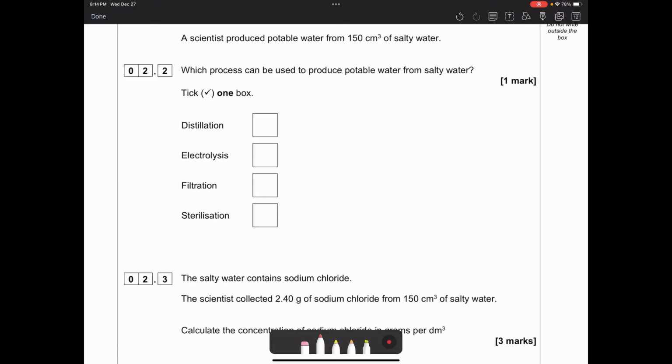A scientist produced potable water from 150 centimetre cubed of salty water. Which process can be used to produce potable water from salty water? Well, the first one that jumps out at me is distillation. But look at the other ones. Electrolysis wouldn't just leave us with potable water. Filtration wouldn't, because the salt would just pass straight through it. Sterilisation isn't an actual scientific process that would leave us with potable water. That's to get rid of bacteria, etc. So it must be the first one, which is distillation.